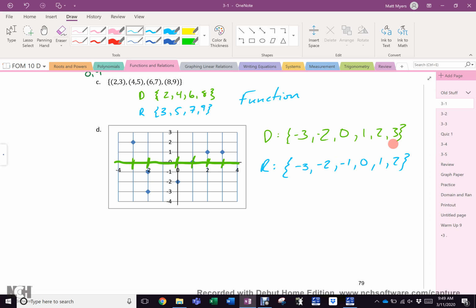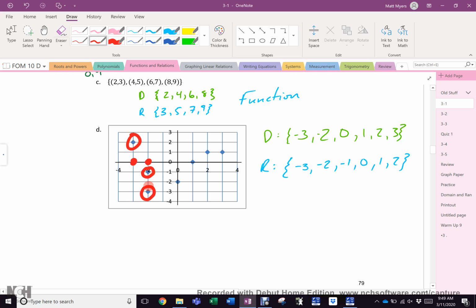Now let's check if it's a function. Is it a function? Let's check. We have to check our x values, yes? Well, there's my first x value. How many outputs does it have? 1. Is it a function right now? Yes. There's an x value. How many outputs does it have? 2. Is it a function?